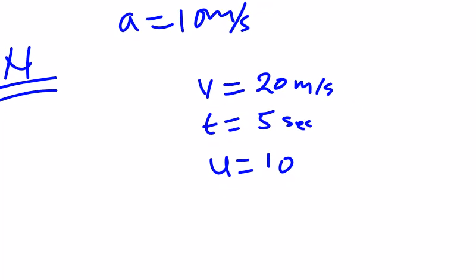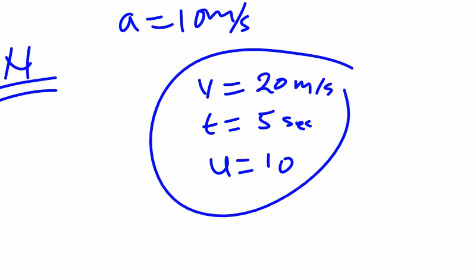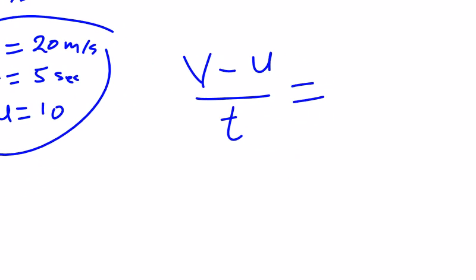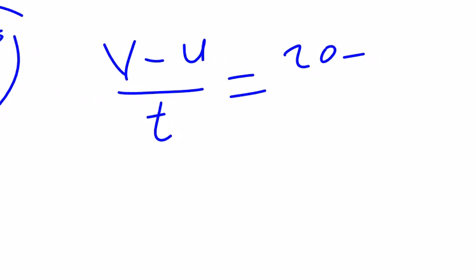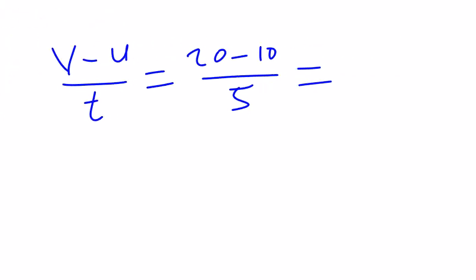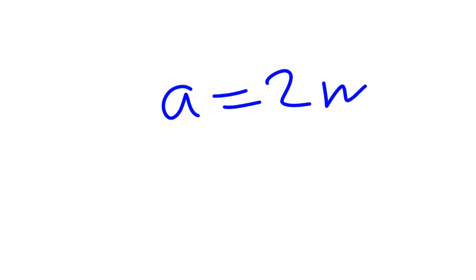So now from here you can calculate your a. You have the formula v minus u all over t. So you have 20 minus 10, which is u, all over 5 seconds. In total, you have 20 minus 10, which is 10, divided by 5, which is 2. So now you have your a as 2 meters per second squared.